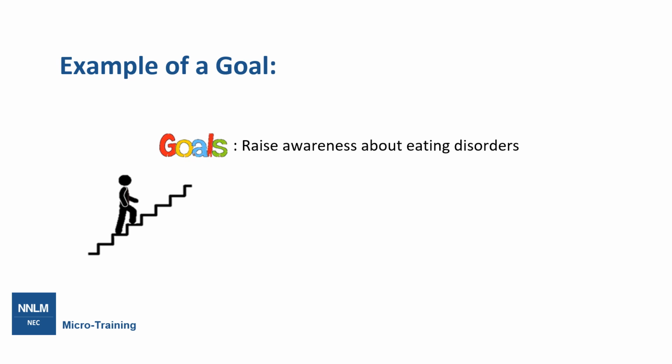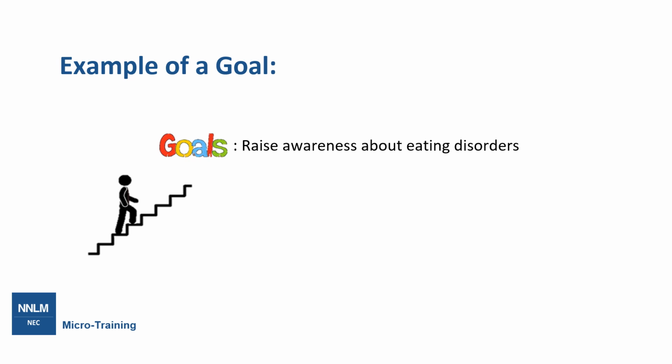Look at this example. We now have the big goal: raise awareness about eating disorders. The goal is concise, uses simple words, and does not include technical terms. It is phrased in active voice. Always make sure that your goals are clear for people outside of your team or organization. Think, for instance, of people for whom English is not their first language. Think of community members in general.